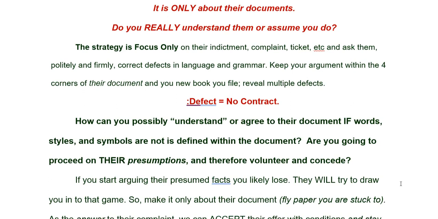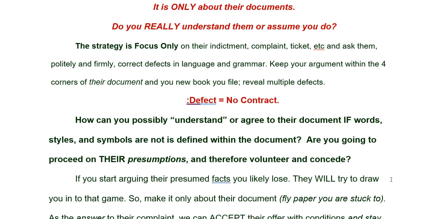So we only approach a situation as it's really only about their documents. Do you really understand them, or assume you do? And believe me, 99% of this is based upon assumption and presumption, and then your action. Do you act as if you understand it? Do you really understand the terminology they're using? What if it has multiple meanings, or it's not defined at all? Then is it valid in a contract or complaint? Think, if you had a business contract and there are words in there you didn't understand, would you sign it? Then why are you moving forward in this situation?